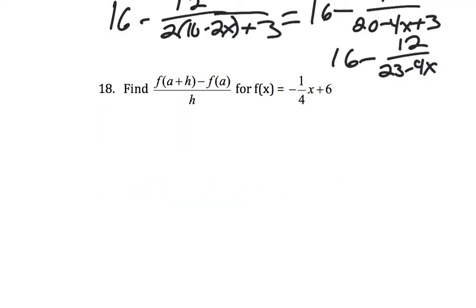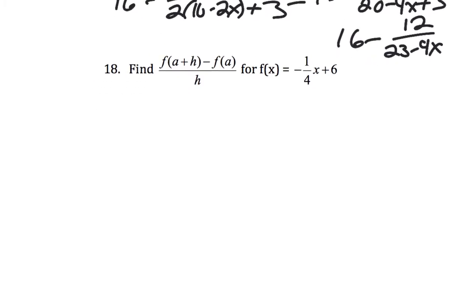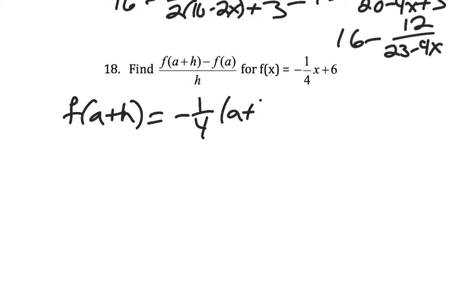Last problem. It says this is the difference quotient, remember? It says to find f of a plus h minus f of a, all over h. So we're going to go ahead and do them one at a time this time. So f of a plus h, negative 1/4 times a plus h, plus 6, comes out to be negative 1/4 a minus 1/4 h plus 6.